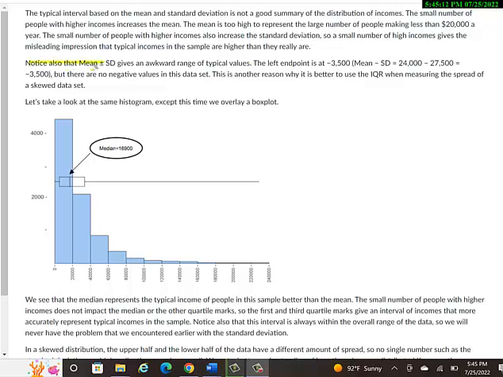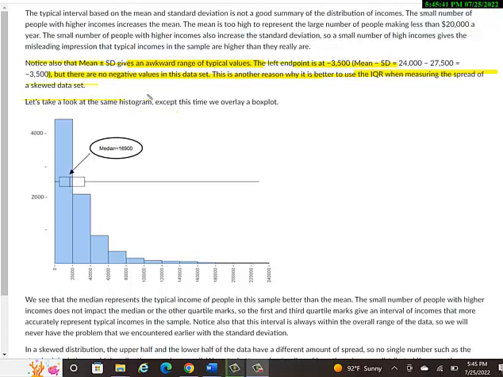Notice also that the mean plus or minus the standard deviation gives an awkward range of typical values. The left endpoint is negative 3,500. How can you even make negative 3,500 as your income? Well, you owe money, I guess. And there are no negative values in this data set, so it's kind of weird to say that a typical range of values is a negative number as the lowest value. This is another reason why it's better to use the interquartile range when measuring the spread of skewed data.